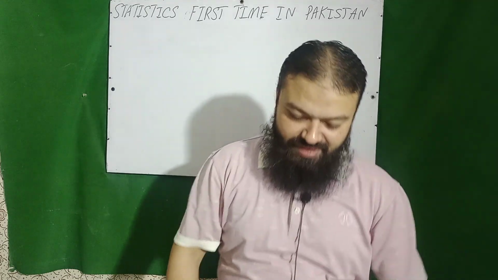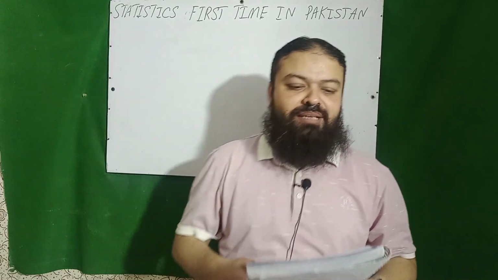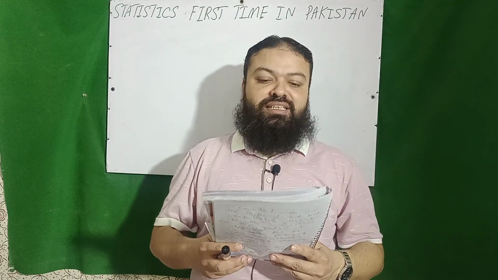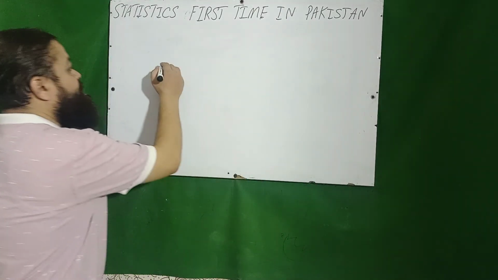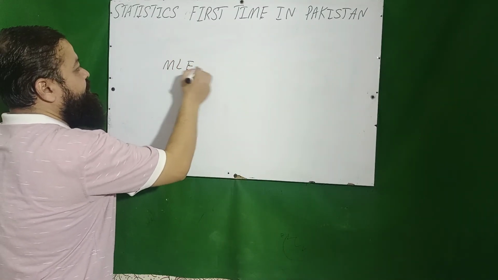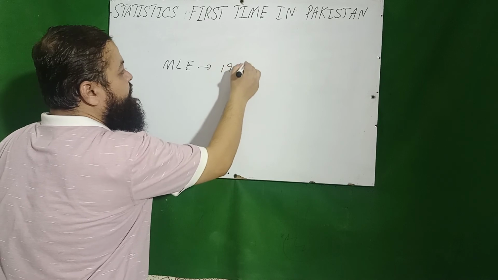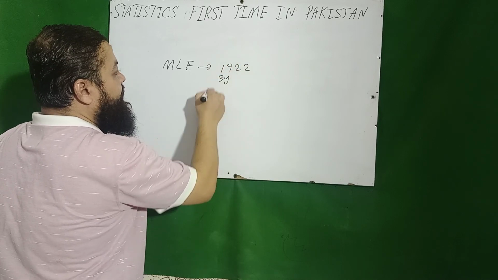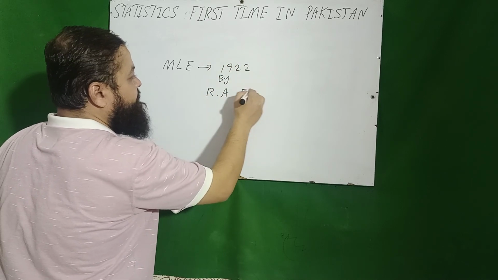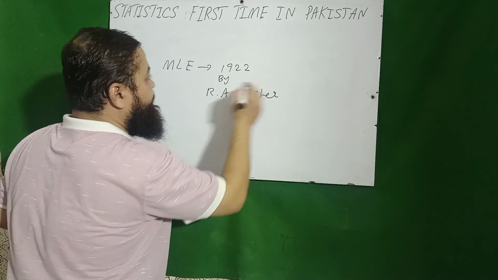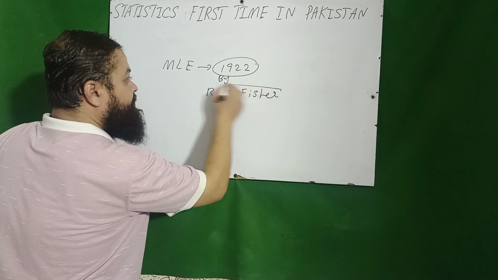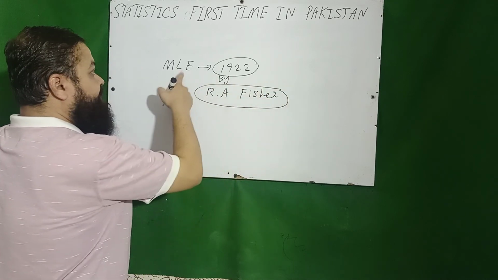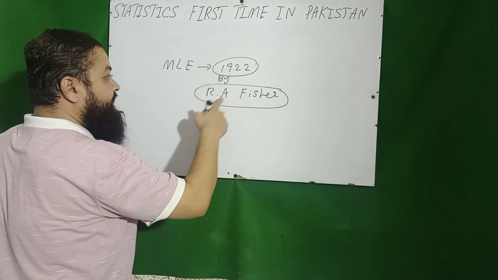Let's start. Question number 1 is, the method of maximum likelihood, the method of MLE, was introduced in 1922 by R.A. Fisher. A very important question. This can be asked, 1922, and this is also an important multiple choice question. It was introduced in 1922 by R.A.